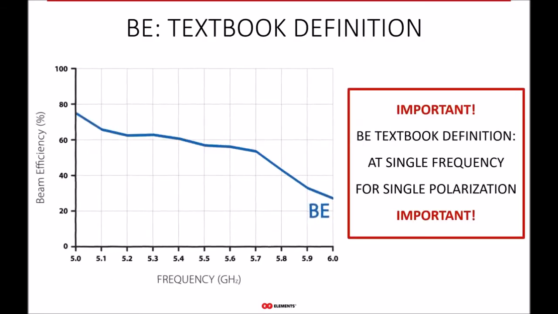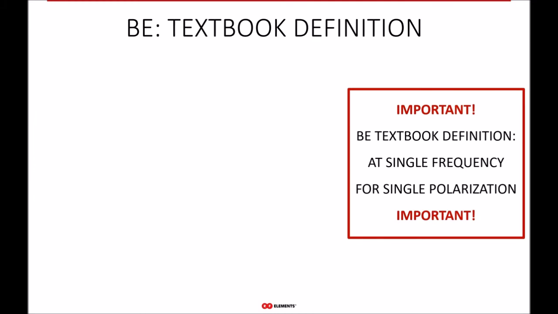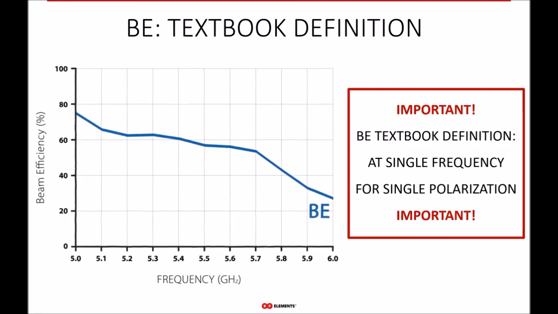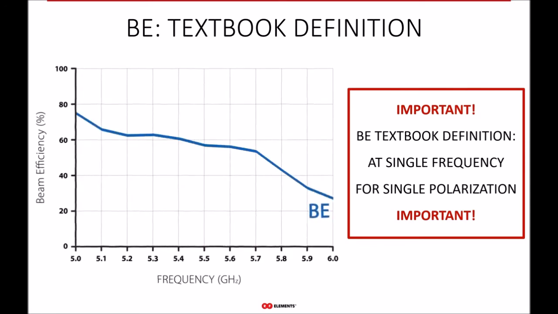So WISPs use quite a wide chunk of spectrum, but in antenna textbooks, beam efficiency is defined at a single frequency and for single polarization. So this is the case for most textbook parameters, actually. And again, it is up to the user and mainly the manufacturer to consider whether one should care about the whole bandwidth or just a single frequency point.